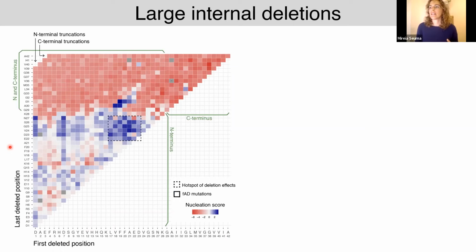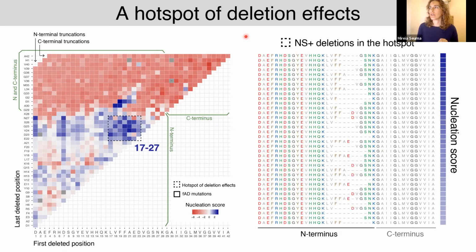We can also divide this data between those deletions affecting the N-terminus, deletions affecting the C-terminus, or deletions affecting both the N and the C-terminus. And we see this trend of mutations highly impacting the C-terminus, but increasing nucleation at the N-terminus. At the N-terminus, we could identify a specific area in which many mutations increase nucleation. We define this as the hotspot of deletion effects, and these are all deletions that remove residues within 17 and 27.